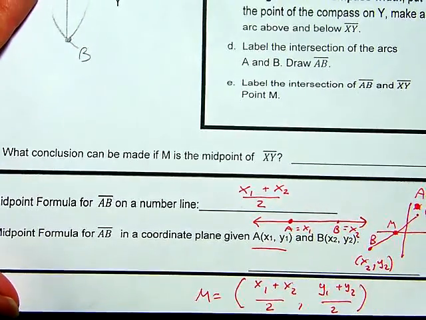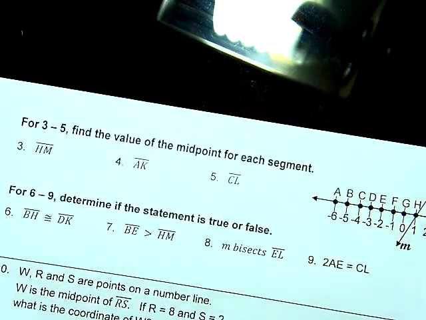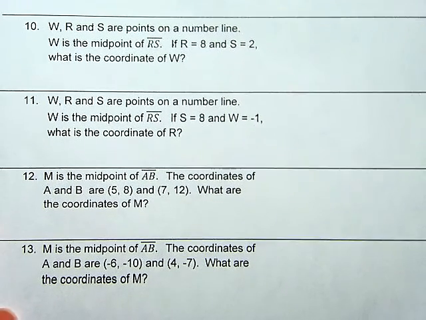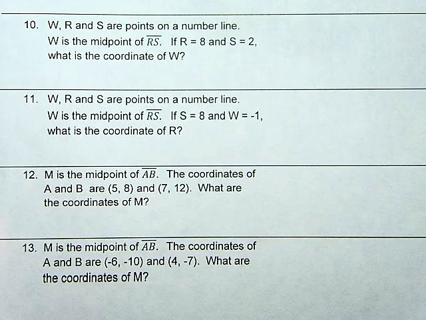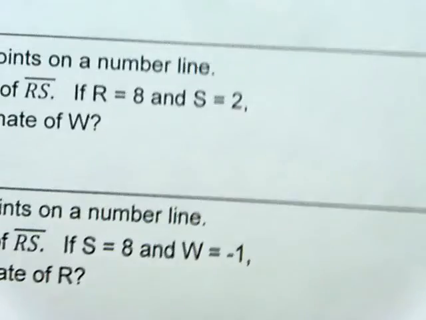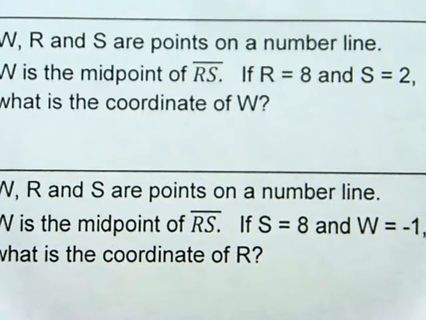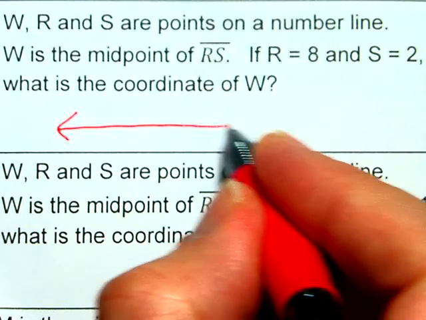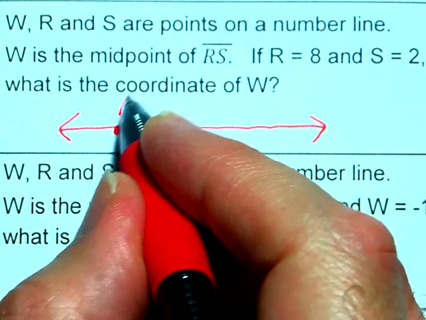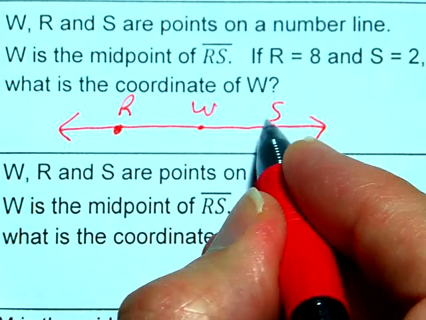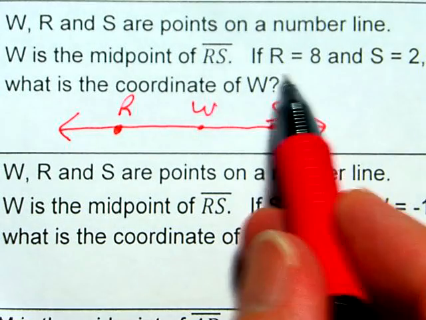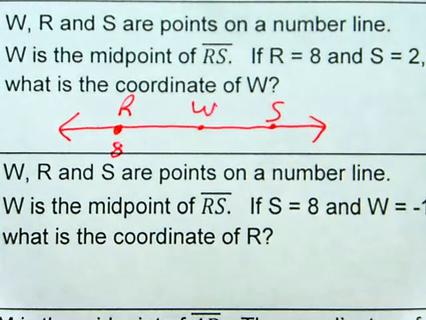So let us go ahead and use these formulas in a couple of problems. For example, let's look at problem number 10. We're being told that W, R, and S are points on a number line, so let's draw a diagram of that. Okay, so we have a number line here. W is the midpoint, so we have R, W, and S. We're told that R equals 8 and S equals 2.